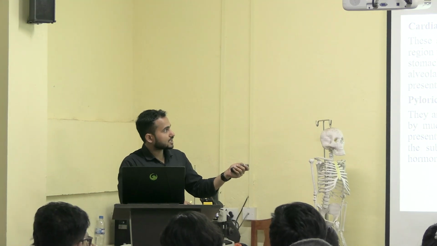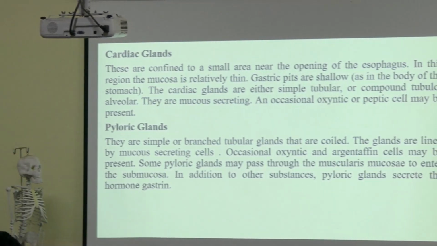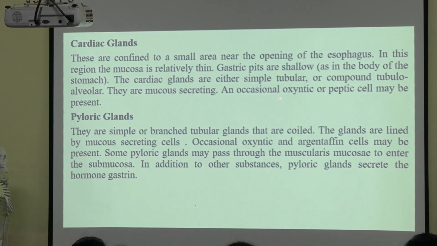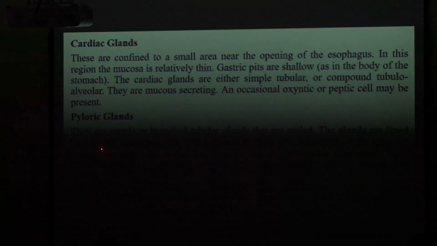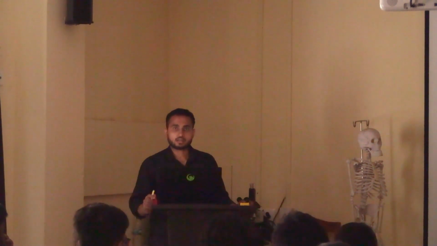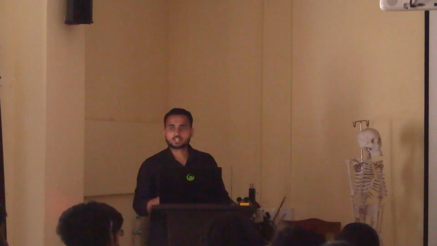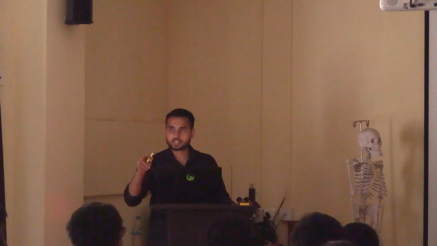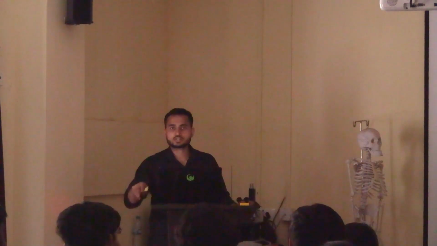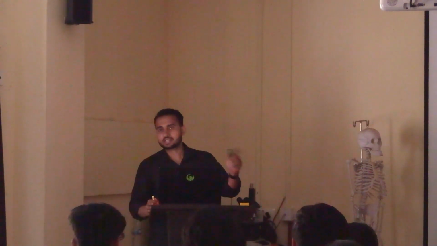Next, cardiac glands are either simple tubular or compound tubulo-alveolar, and these are mucus secreting. Occasionally oxyntic cells or peptic cells are present, but mostly they are absent, mainly mucus secreting. Next, in case of pyloric, they are branched tubular or coiled glands. That is the difference. Glands are lined by mucus secreting cells, and pyloric glands also mainly have mucus secreting cells. Like this we can do the differentiation. Another differentiation is the pits, which are more deep in case of pyloric gland, and in case of cardiac gland it is very less.